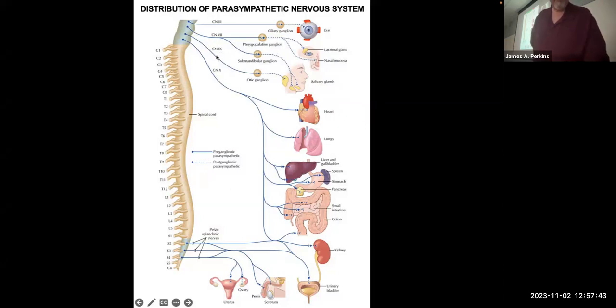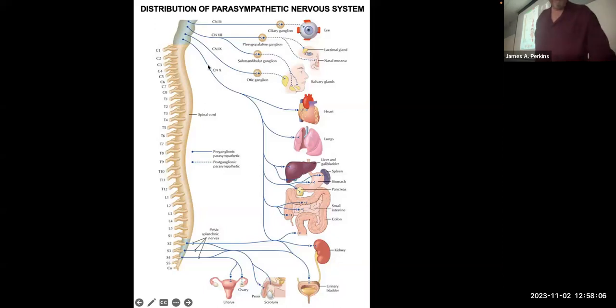There are also preganglionic parasympathetics that are part of cranial nerve 9, the glossopharyngeal. These will travel to something called the otic ganglion located near the ear. The postganglionic neurons from that ganglion will then travel to the parotid gland and stimulate the parotid gland to also produce saliva. So you've got two different cranial nerves that are responsible for salivation.